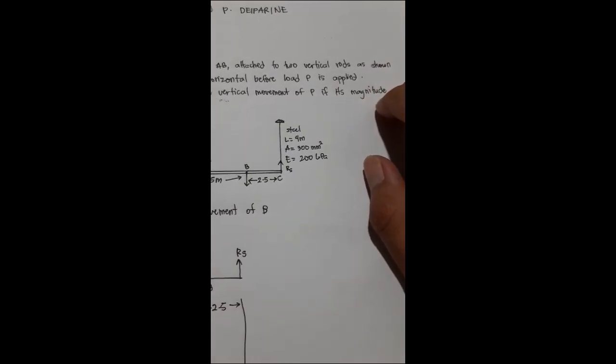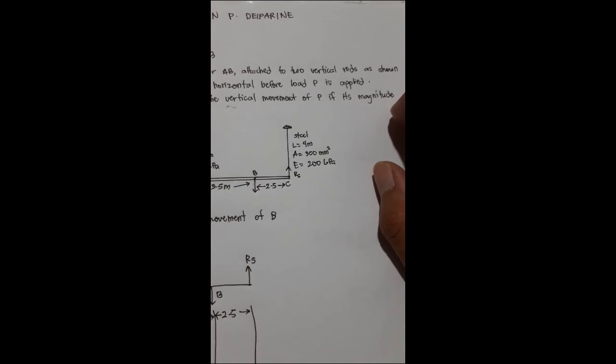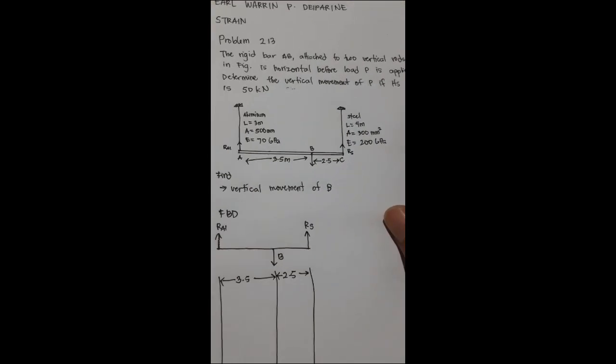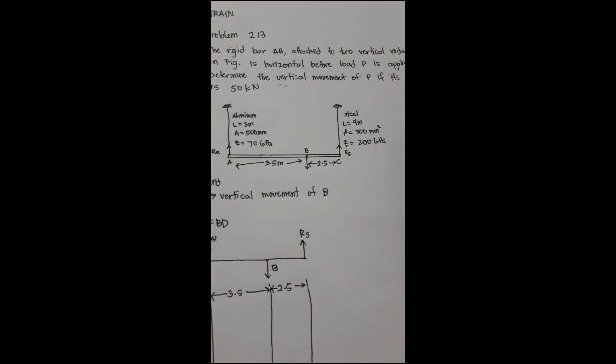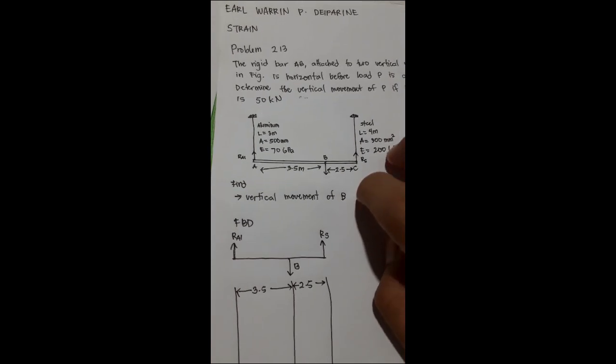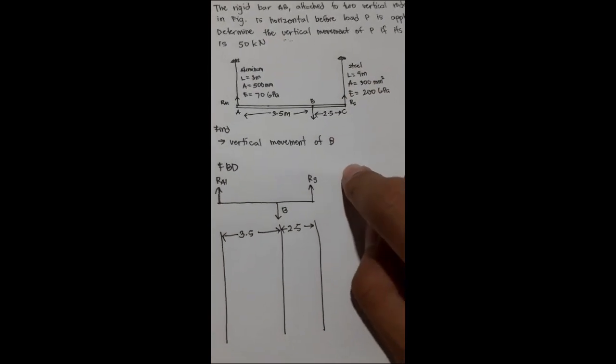So this is the figure here where the aluminum length is 3 meters, A is 500 mm, E is 70 gigapascals, and for the steel we have 4 meters length, area is 300 millimeters, E is 200 GPa, and distance from A to B is 3.5, and distance from B to C is 2.5. And we're going to find the vertical movement at P. So this is the free body diagram of the problem.